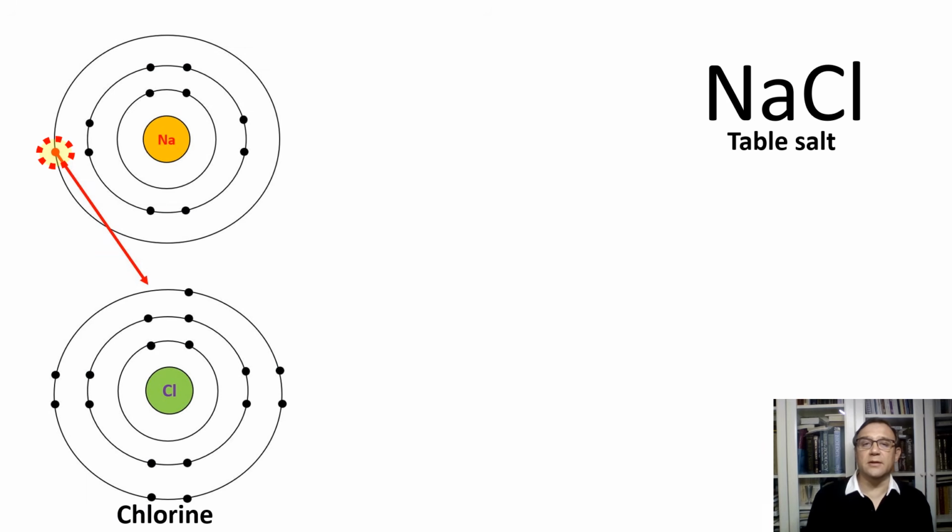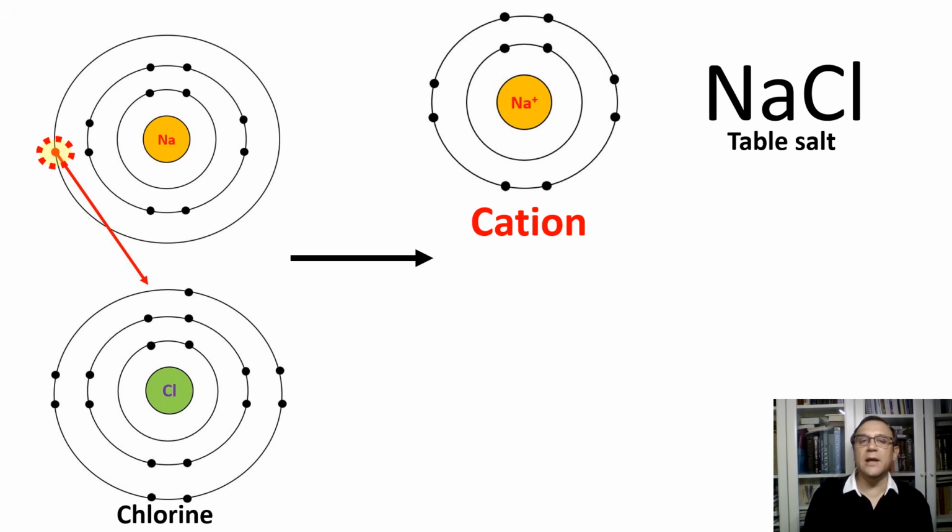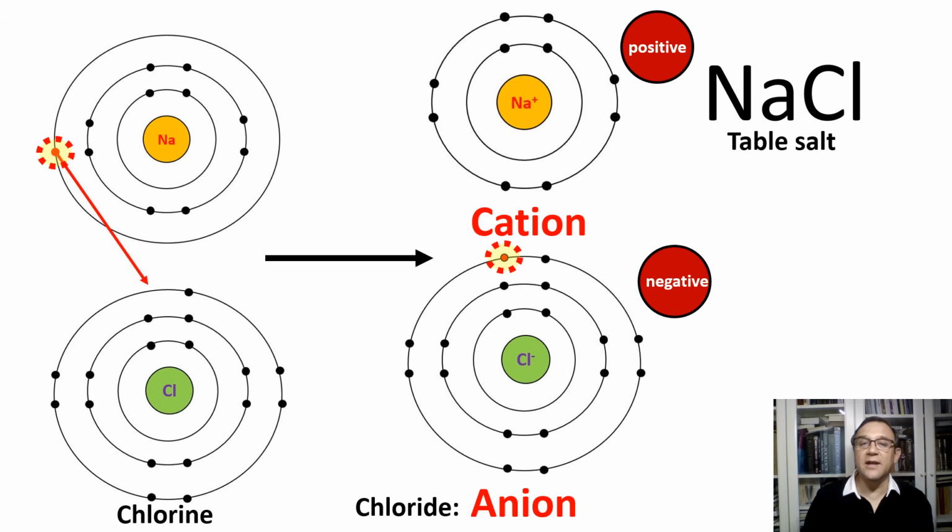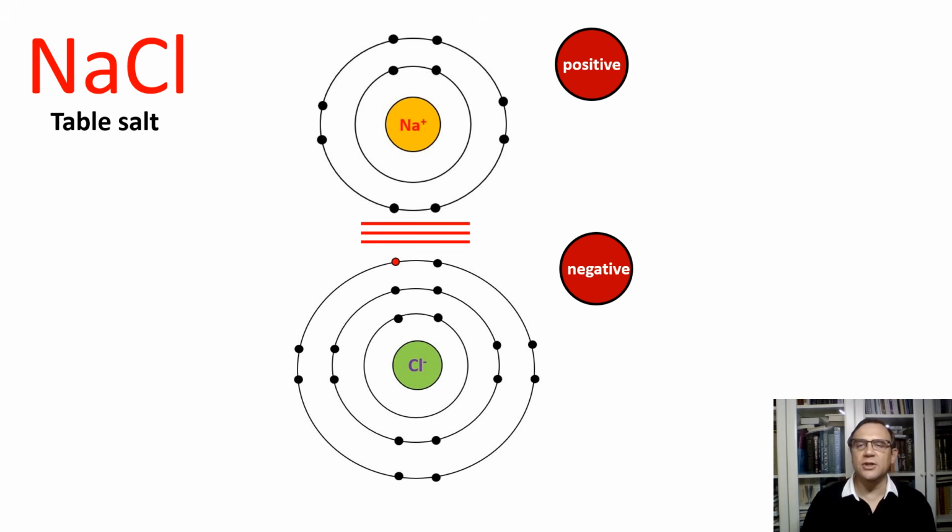Let's take a look at the example of sodium chloride, or as we usually refer to it, table salt. Sodium loses an electron and becomes positively charged, now called a cation. Chlorine gains that electron, becoming negatively charged, and is referred to as chloride, or an anion. This attraction between opposite charges forms an ionic compound, not a molecule. In crystals like salts, the formula represents the ratio of elements rather than distinct molecules.